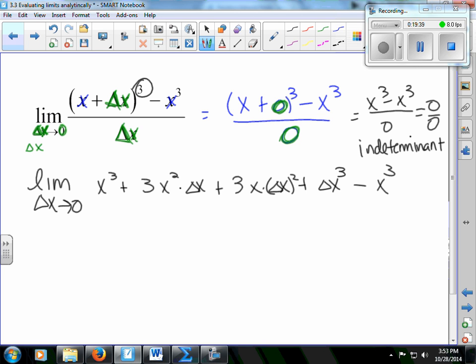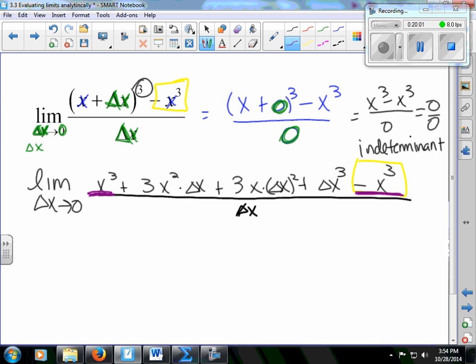Now I'm recopying this minus x cubed. I just FOILed the x plus delta x twice because it was cubed. And then my denominator is a delta x. So notice what happens here. I have like terms, but only one set. I have an x cubed and a minus x cubed, and so those will cancel. Once I cancel those, let's look at what's left.